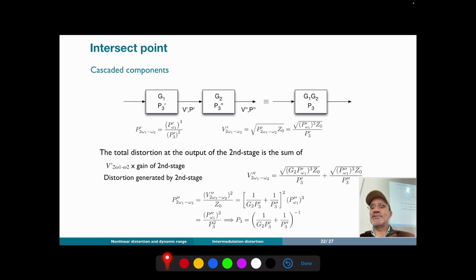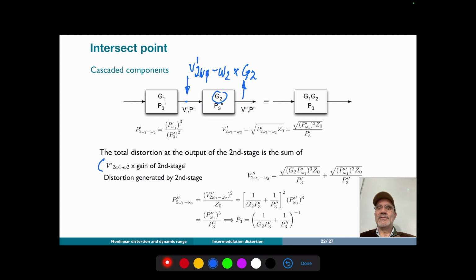And the total distortion of the second stage, so we have to remember that this first amplifier generates some distortion, omega 1 minus omega 2. So this one generates some distortion. The distortion generated by this amplifier is multiplied by the gain of the second at the output. So here at this point, this becomes multiplied by the gain, which is this factor here.